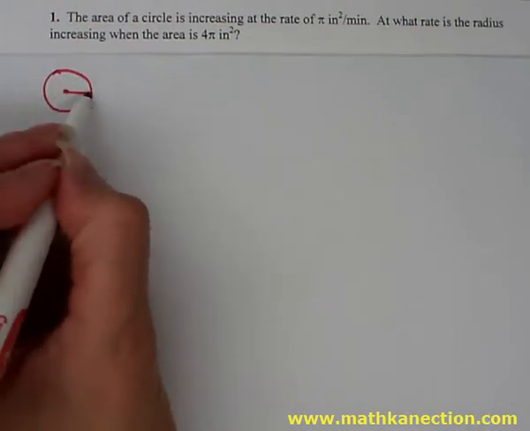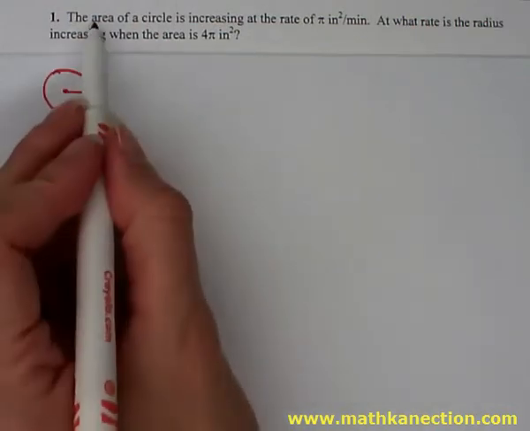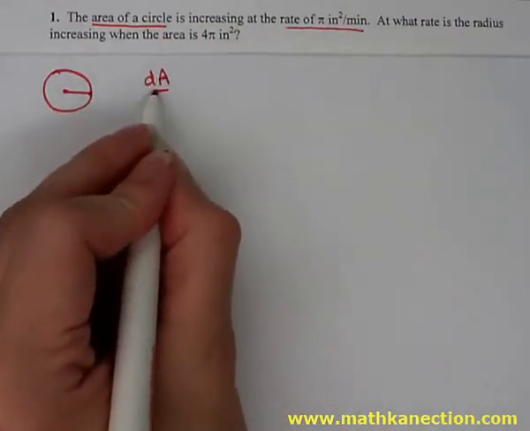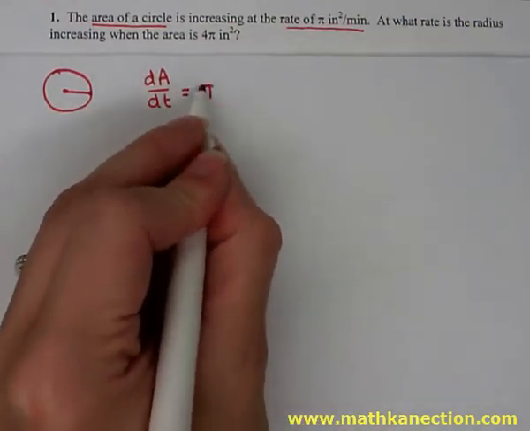So following the 6-step process, draw a picture. We're going to draw a picture of a circle. So we can find the area of the circle as given information is increasing at a rate. So dA/dt is equal to pi inches squared per minute.